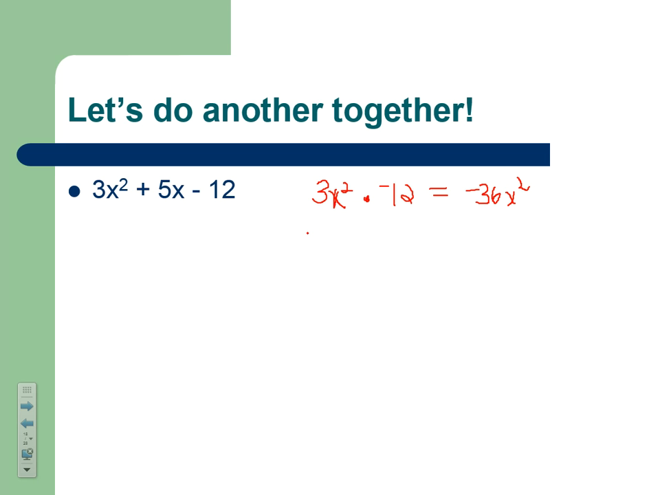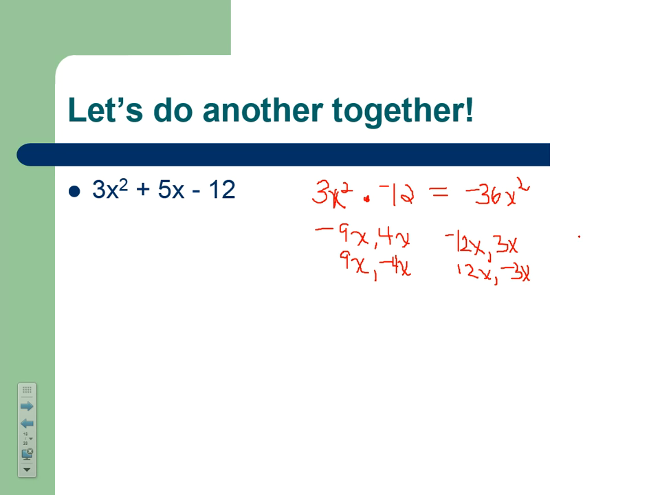Now, what I want to do next is list out my factor pairs for negative 36x squared. So the factor pairs are negative 9x and a positive 4x. Or we could have a positive 9x and a negative 4x. We also have a negative 12x and a positive 3x. And we have a positive 12x and a negative 3x.